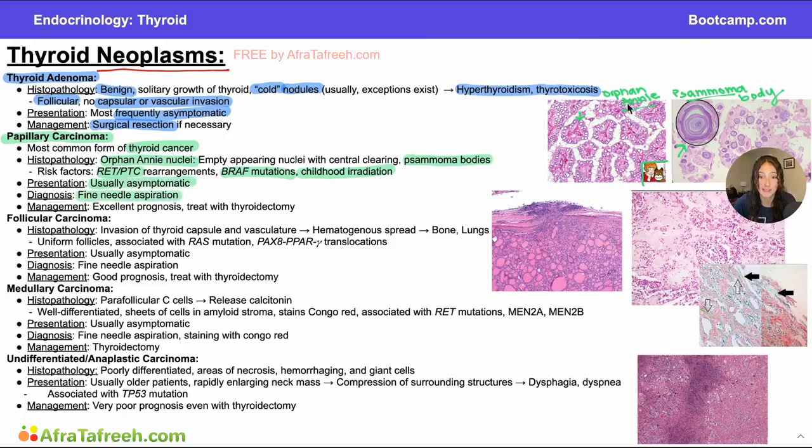That's how we get all these cells that we can look at in histology and then see our Orphan Annie nuclei or our psammoma bodies to reassure ourselves that it is papillary carcinoma. And then we could also run some genetic testing as well.